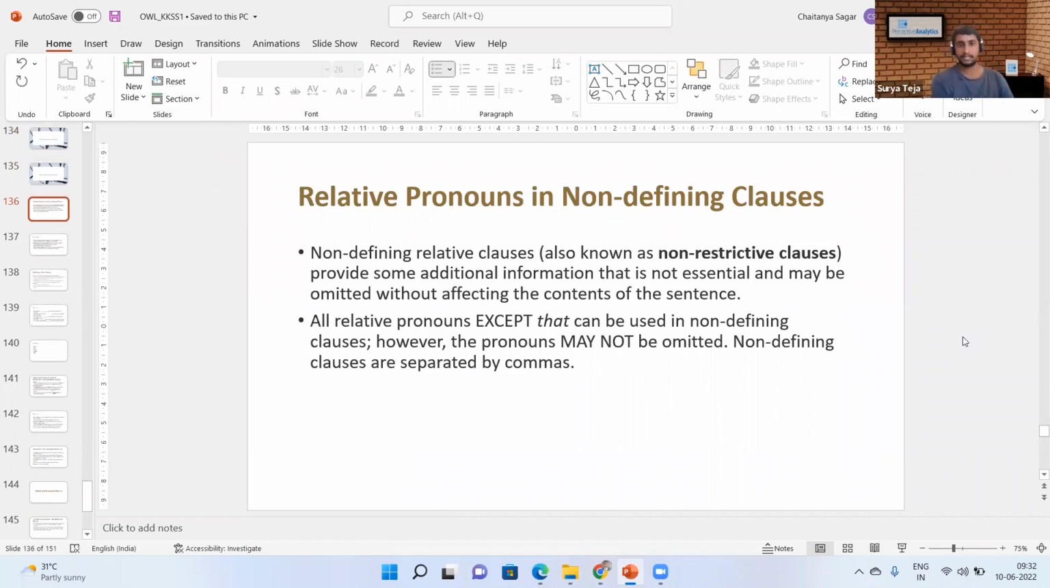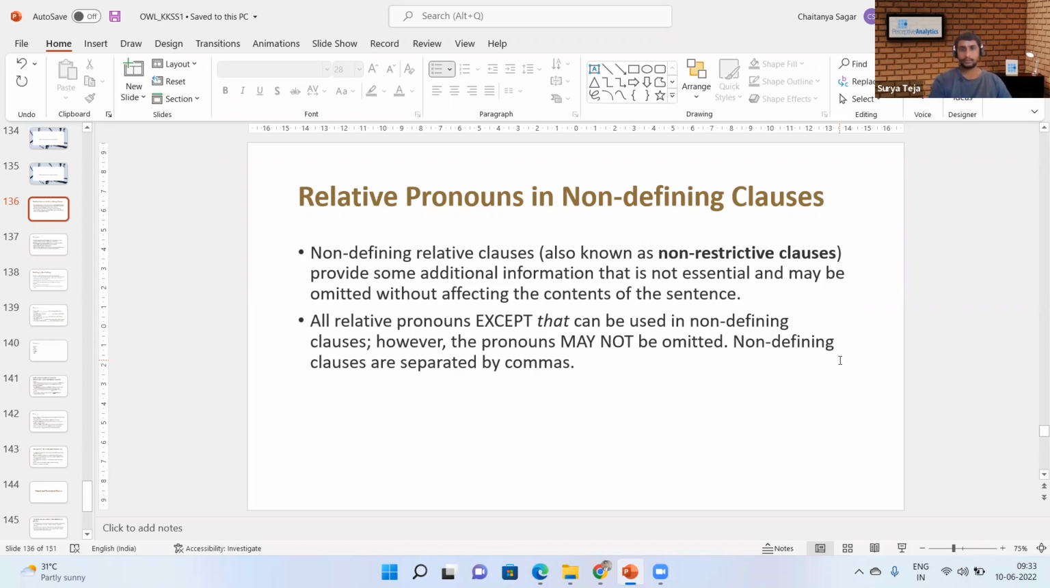Now we'll see specifically the usage of relative pronouns like that, who, which, whose, and how they are used in non-defining clauses. The moment I say non-defining clauses, it means non-restrictive, which means it adds non-essential information. That information is not necessary to the sentence. It will not alter the sentence even if we remove that part, but still it gives some extra information. So those are called non-essential items, non-defining clauses, or non-restrictive clauses as well.